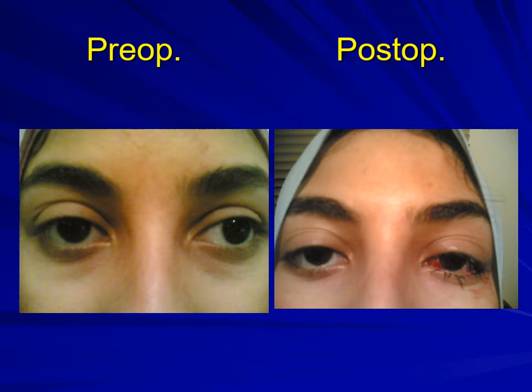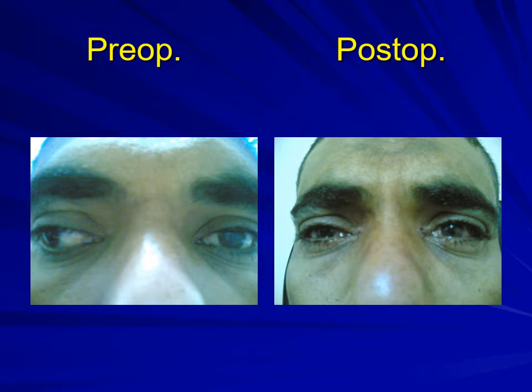One type of strabismus is exotropia. Exotropia means the divergence of the eyes, as we see in this female with exotropia on the left side and after correction of exotropia on the right side. Another patient with a more severe form of exotropia, before and after.